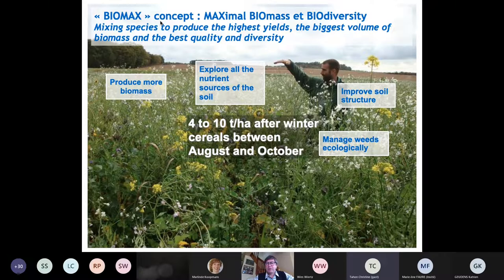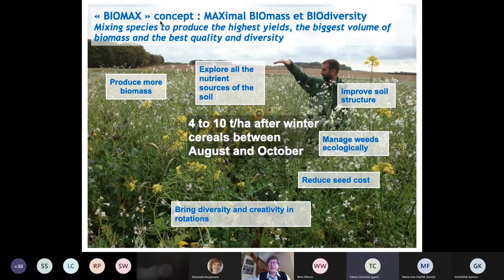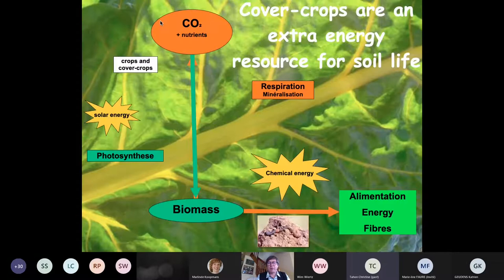It is quite helpful for weed management. And it helps to reduce the cost of seed, which seems surprising, but it's not, because having more types of seed is not more costly. To increase the diversity, sometimes we have some kind of relay, and basically whatever happens, we have cover crop.